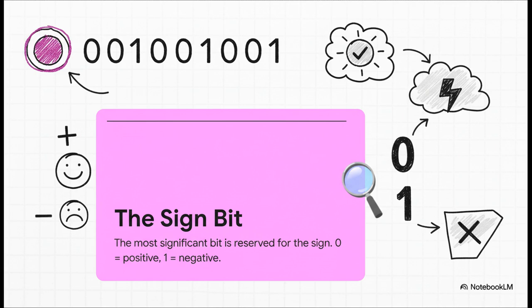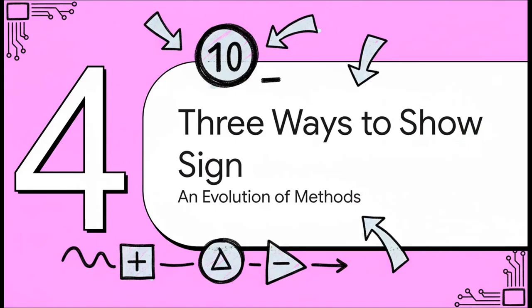It's so elegant. We take the very first digit in a binary number, it's called the most significant bit, and we give it a brand new job. From now on, that first bit isn't a number anymore. It's the sign. If it's a 0, the number is positive. If it's a 1, the number is negative. Simple as that. But just saying the first bit is the sign wasn't the end of it.